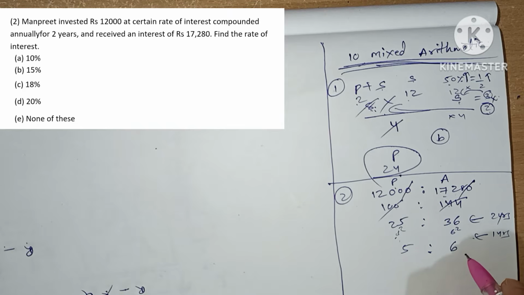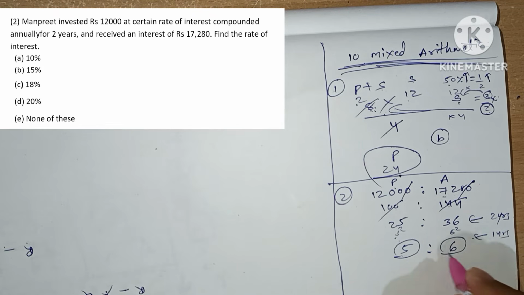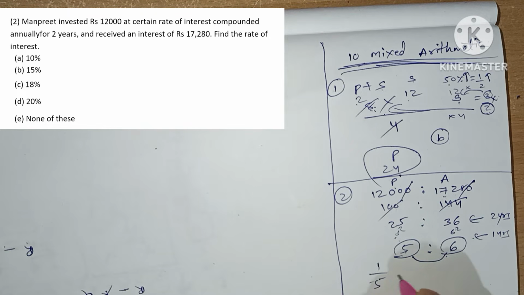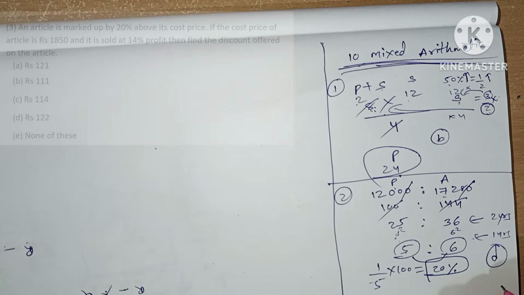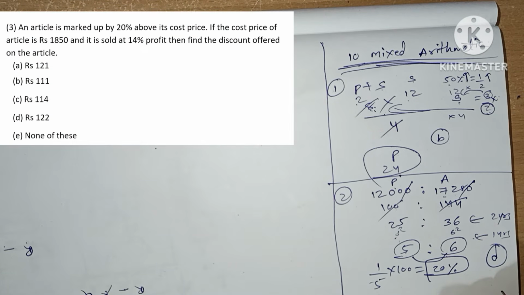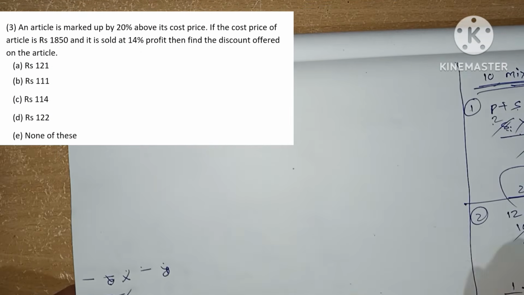Now the question asked is to find the rate of interest. So this is principal, this is amount, means the interest we got is 1 part out of 5. So into 100 which is nothing but the rate. So we got 20% as our answer. So answer will be option D, 20%. Now we are going to see question number 3.